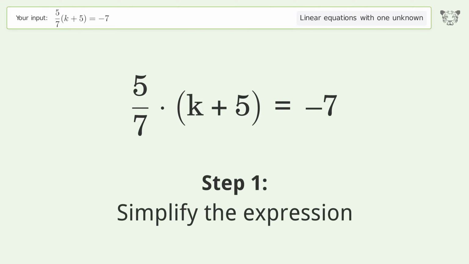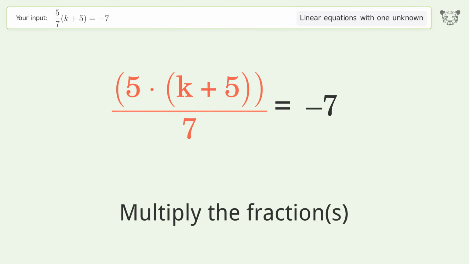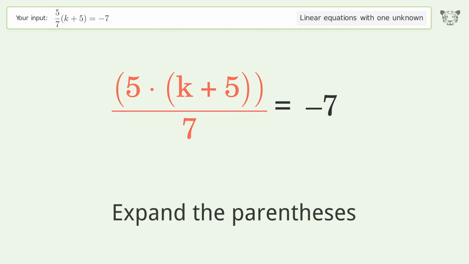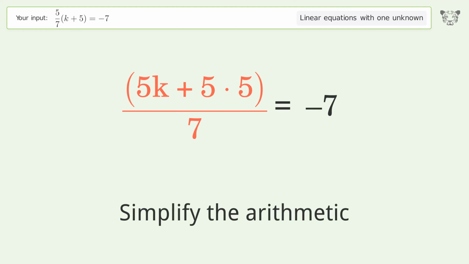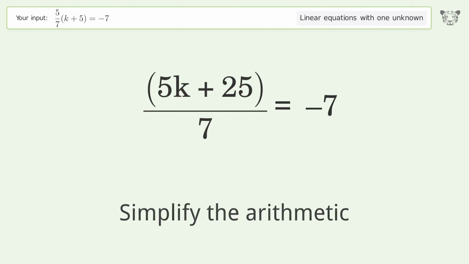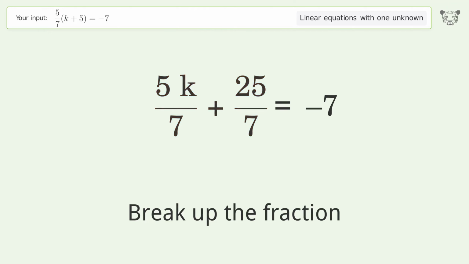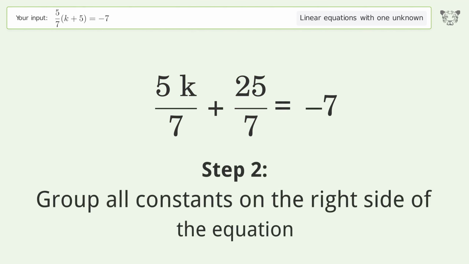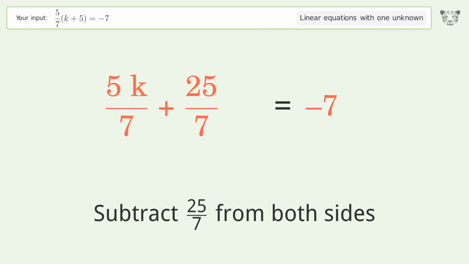Simplify the expression. Multiply the fractions. Expand the parentheses. Simplify the arithmetic. Break up the fraction. Group all constants on the right side of the equation. Subtract 25/7 from both sides.